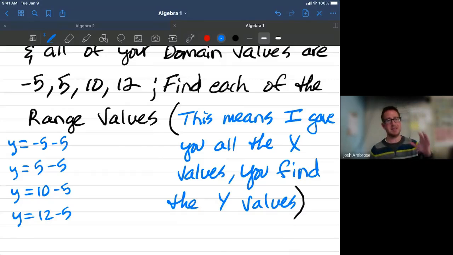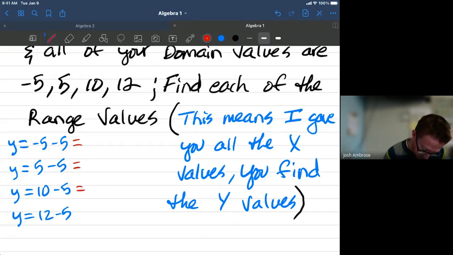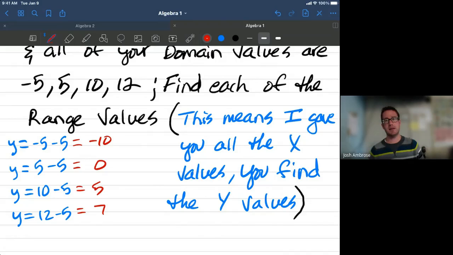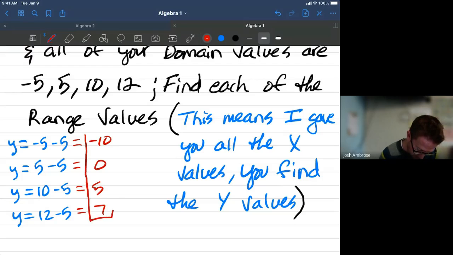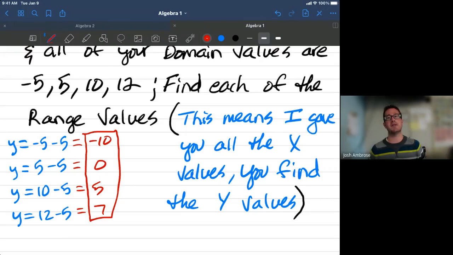So you'll see all I'm doing is taking the given domain values and I'm plugging them back into the equation wherever I see x. Now, all I have to do is solve each of these, and then I will have my answer for all of the range values. So a -5 minus 5 gives me a -10. 5 minus 5 gives me 0. 10 minus 5 gives me a +5. And 12 minus 5 gives me 7. So right there, I have all of the range values, and this is the answer they're asking for. Find each of the range values.